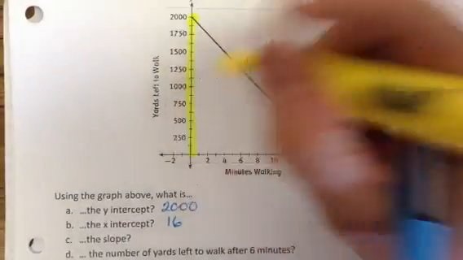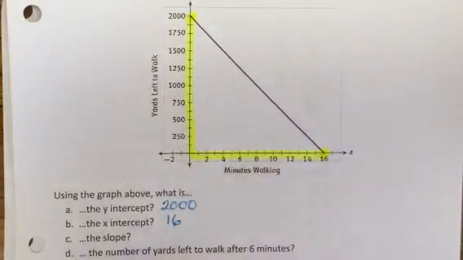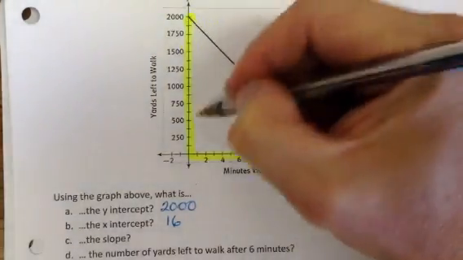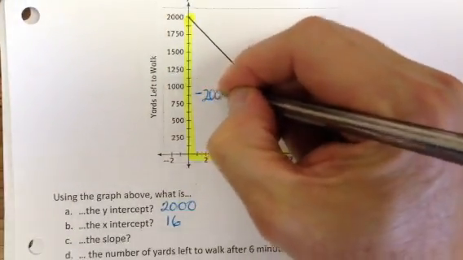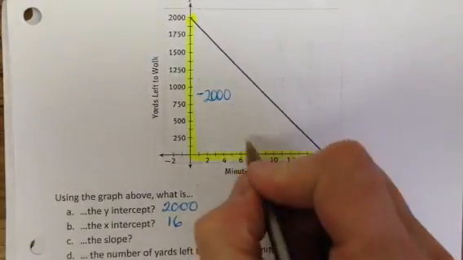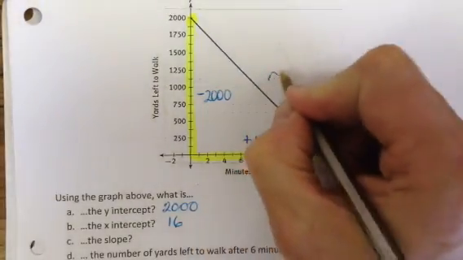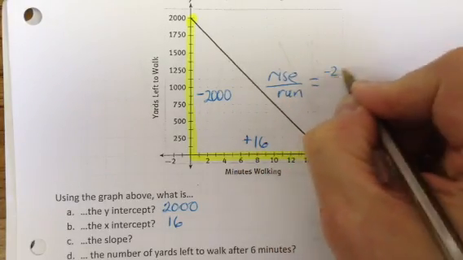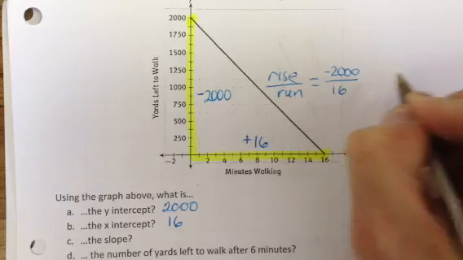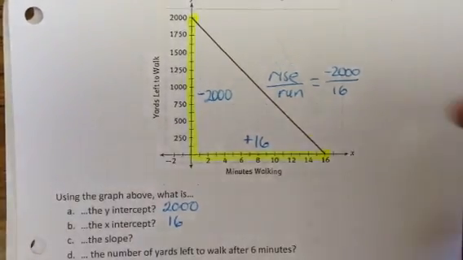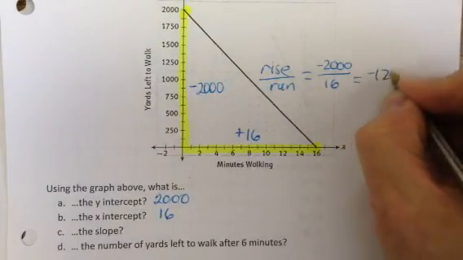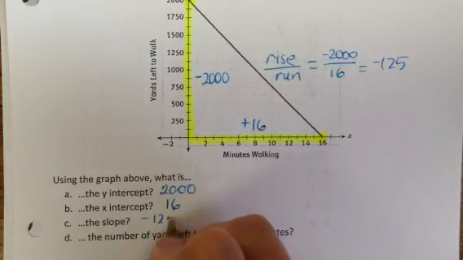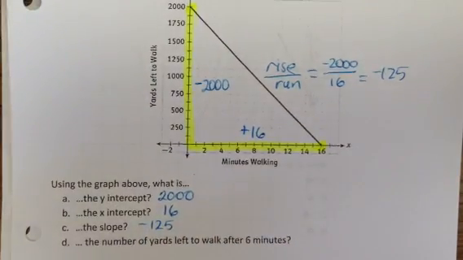So let's make a big old slope triangle. And this goes down, so it's negative 2,000, and this goes right, so that's a positive 16. So my rise over run is going to be a negative 2,000 over 16. And if you crunch those numbers, you'll see that that's equal to negative 125. So my slope is a negative 125.